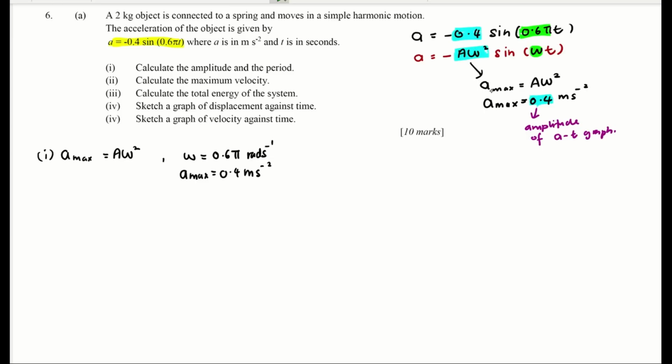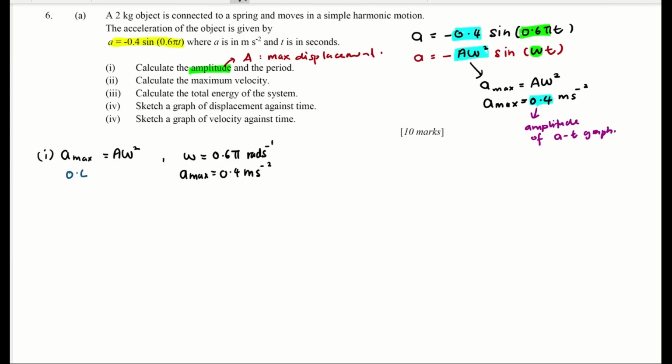Amplitude dekat sini bukan amplitude of the graph AT. Amplitude dekat sini maksudnya A, which is maximum displacement. Jangan keliru, 0.4 tadi merupakan maximum acceleration. Maksudnya kalau kita sketch graph sine untuk graph AT, nilai ini adalah maximum acceleration, dia merupakan amplitude untuk graph AT.